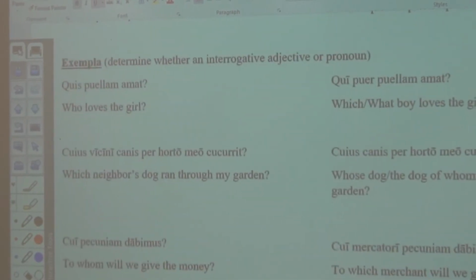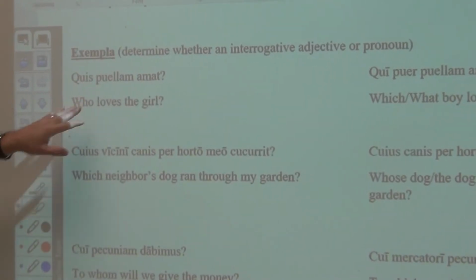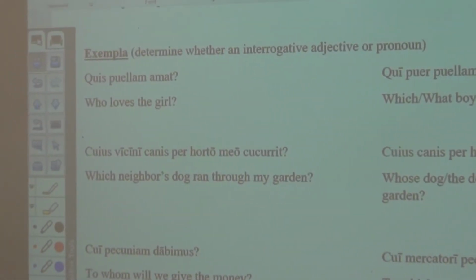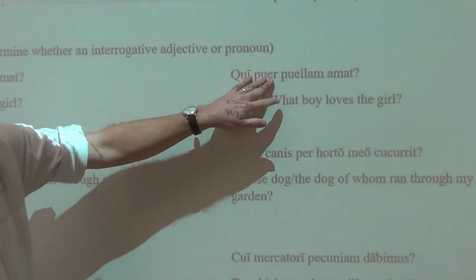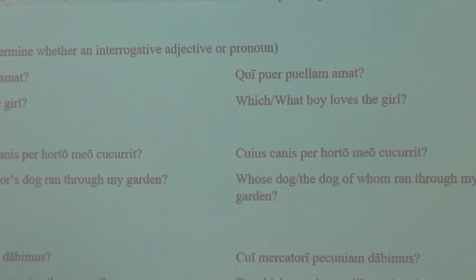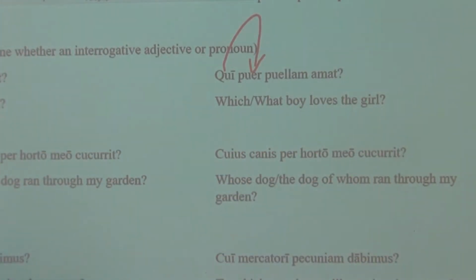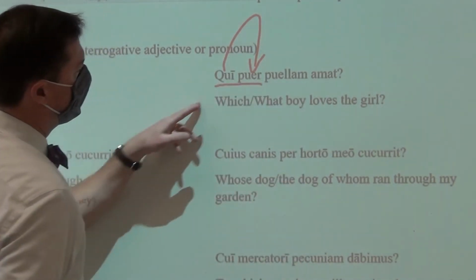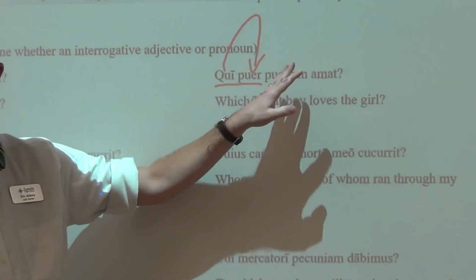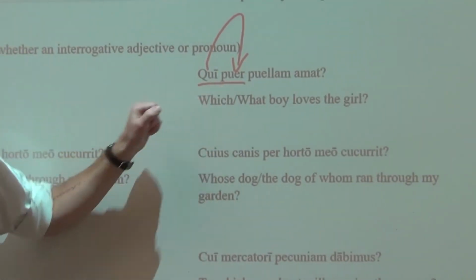So here, quis puellam amat. Who loves the girl? Who, in this sentence, is a pronoun. It is standing on its own. Compare that to over here: qui puer puellam amat. Because the word qui, which comes from that chart, qui, quae, quod, is modifying the puer and has the same case, number and gender, it is the interrogative adjective, and thus asks which boy or what boy loves the girl. So the difference is: who loves the girl versus which boy or what boy loves the girl.